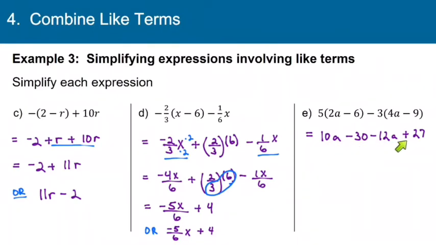And now you see we've got a couple of pairs of like terms here. I have a 10a and a minus 12a. So let's deal with that first. 10 minus 12 is the same as 10 plus -12. So our coefficient is going to be -2. So this term will be -2a. And then we've got minus 30 plus 27. So -30 plus 27 would give us a total of -3. So I'm just going to write minus 3. And that's all we can do to that expression. So that one is considered now simplified.